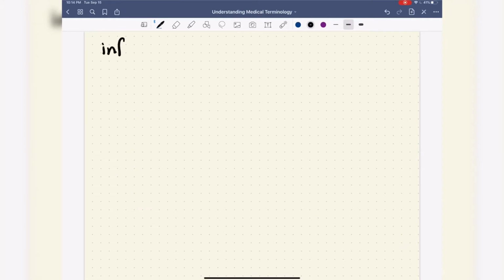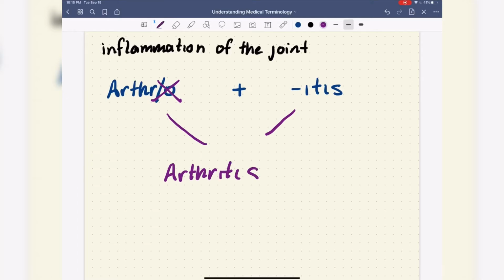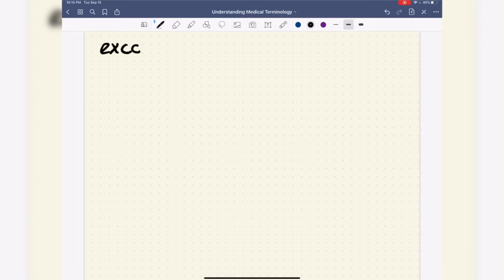So here's an example. Let's build a term that means inflammation of the joints. So we know that arthro is the combining form that means joints, and the suffix -itis means inflammation. Note that the suffix has a vowel at the beginning, so you would drop the combining vowel in arthro. So if you put that word together, we get the term arthritis, which is the medical term for inflammation of a joint.